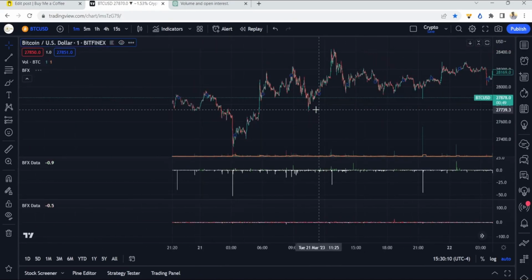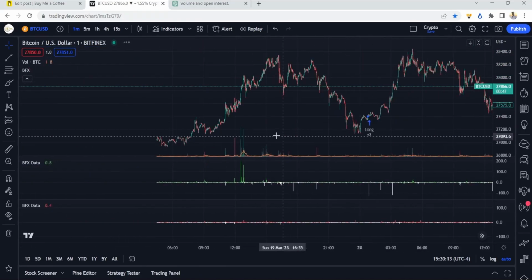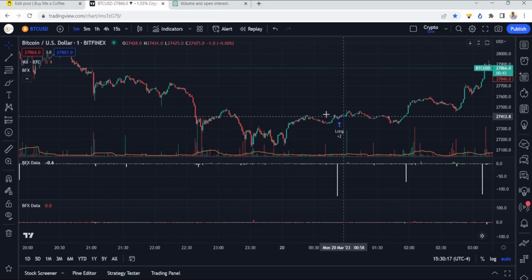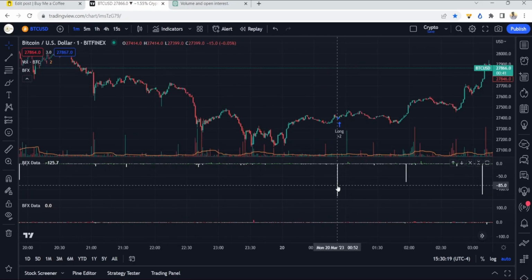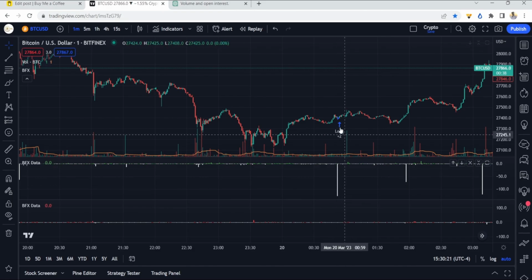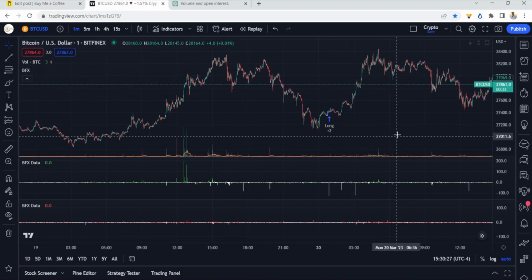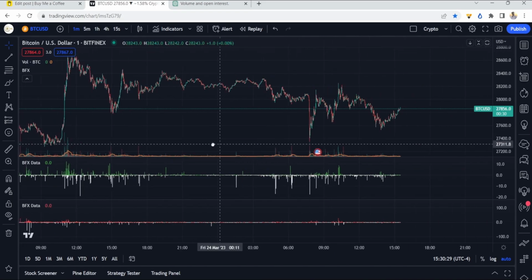Going back even further, I think there was a long signal, I remember. Yeah, right at the market bottom. It's quite nice. There's a long signal right here because a large Bitfinex long of 125.7 Bitcoin closed their long position. It would have been a great time to buy. So I found that this was a really nice way to look at the market.